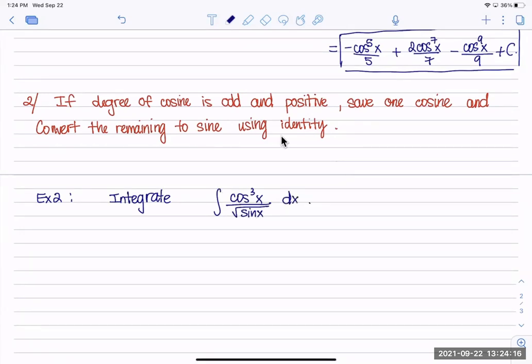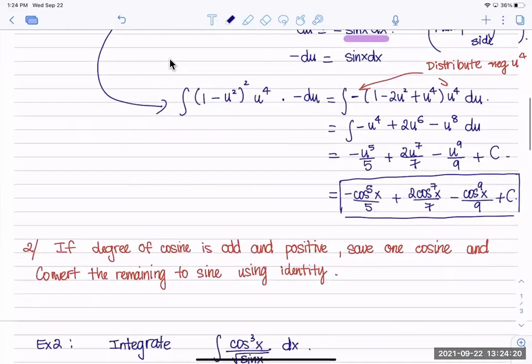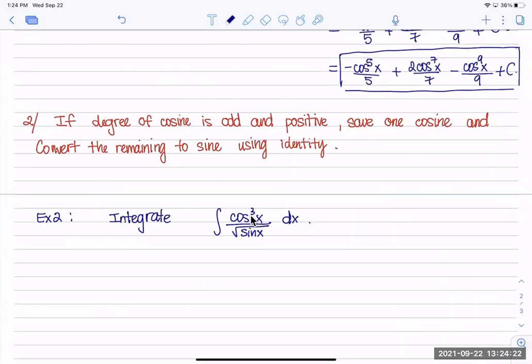Okay, so the problem doesn't necessarily have to be multiplied. Sometimes they might be divided, but that's okay. So compare the degree of the cosine and sine. The degree of sine is 1/2, because of the square root. But the degree of cosine is 3. 3 is odd and positive. Okay, so we're gonna use these techniques.